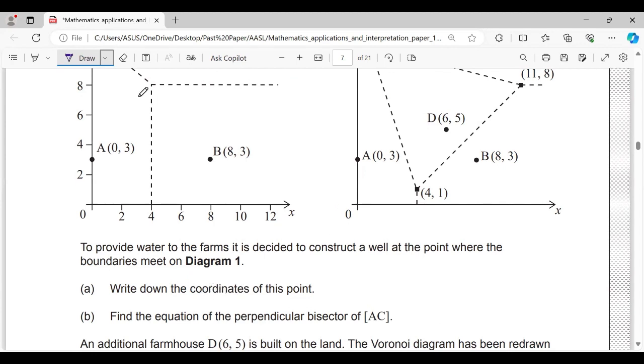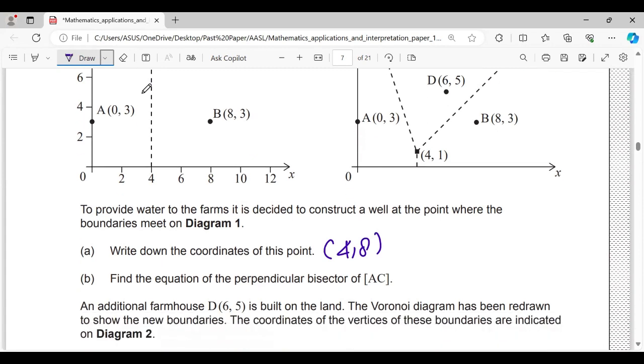The coordinates of this point are (4, 8). This is the point. What else? Find the equation of the perpendicular bisector of AC.